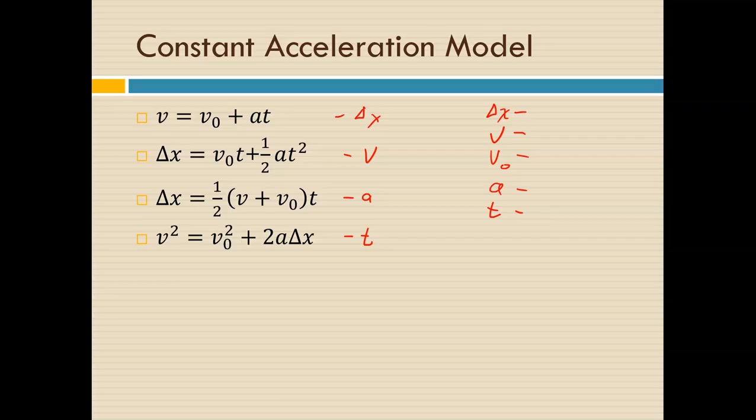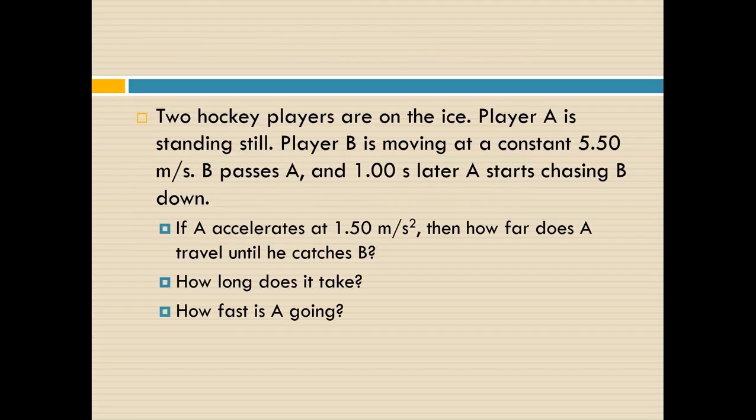Okay? Another thing is what happens if I've got two objects moving that are related to each other. Such as this. Two hockey players are on the ice. Player A is standing still. Player B is moving at a constant 5.5 meters per second. B passes A, and then 1 second later, A starts chasing B down. If A accelerates at 1.5 meters per second squared, how far does A travel until it catches B? How long does it take? And how fast is A going? You can solve this.